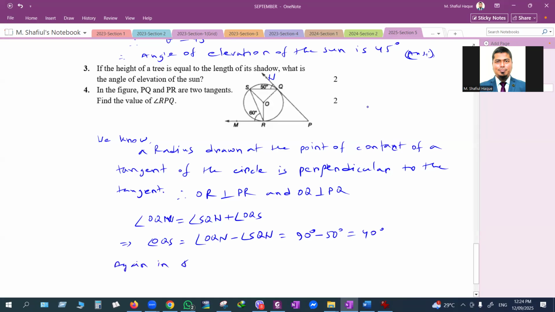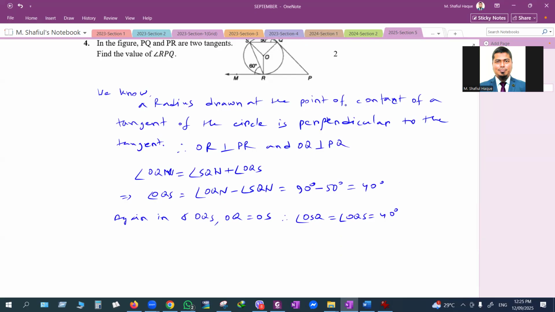Again, in triangle OQS, OQ is equal to OS. Therefore, angle OQS is equal to angle OSQ. Angle OSQ is equal to angle OQS, which is equal to 40 degrees. Okay.